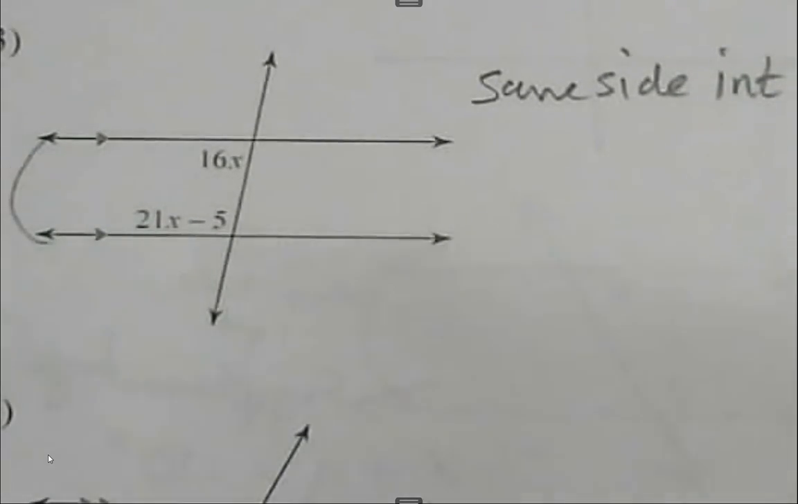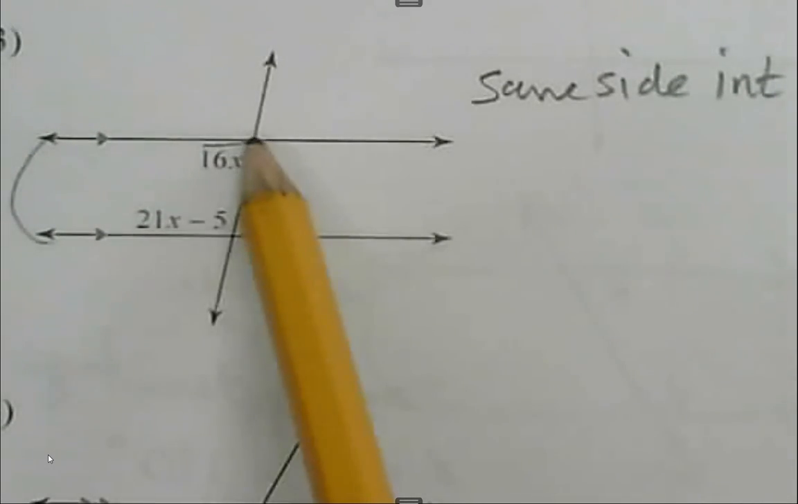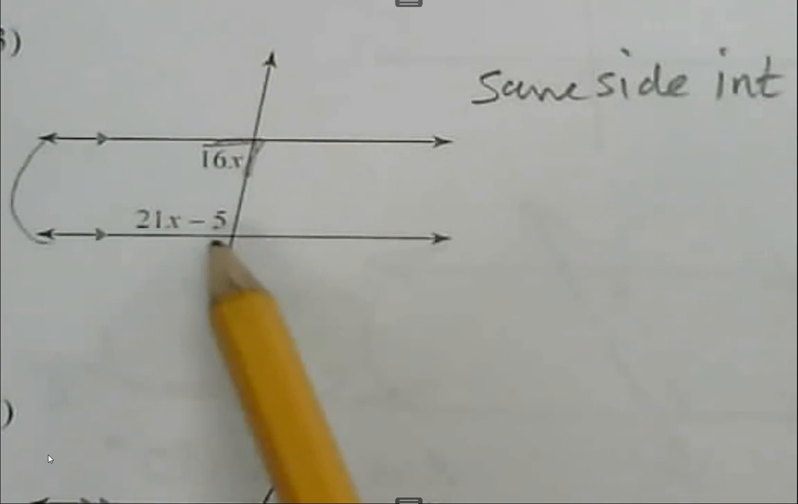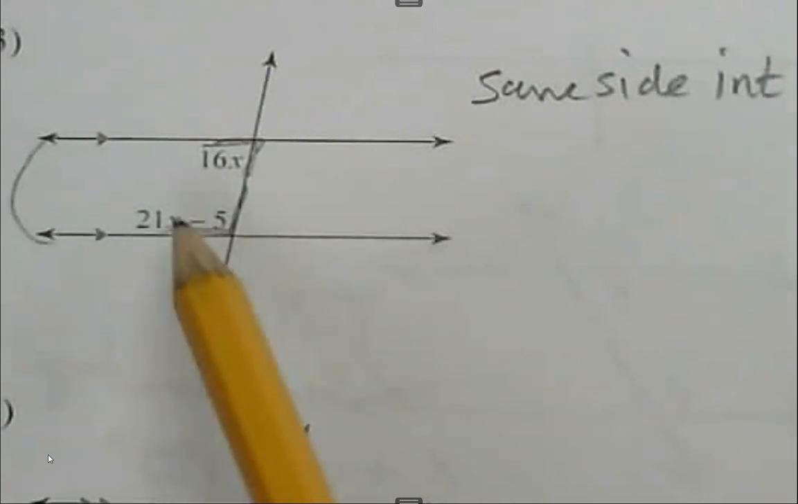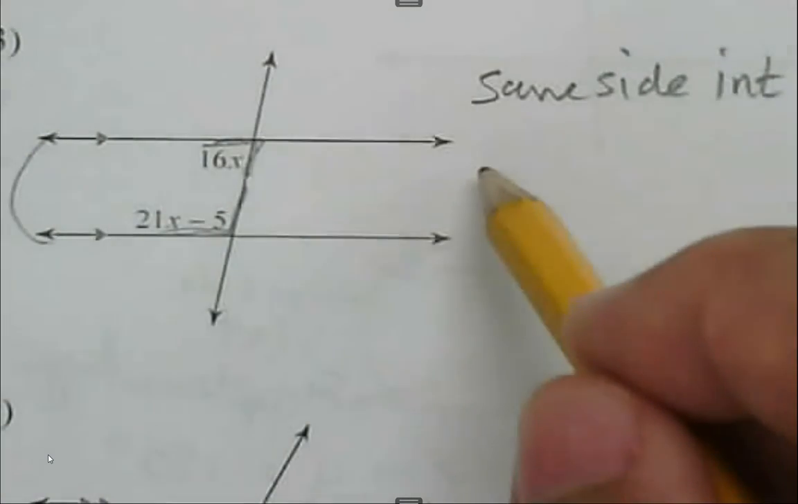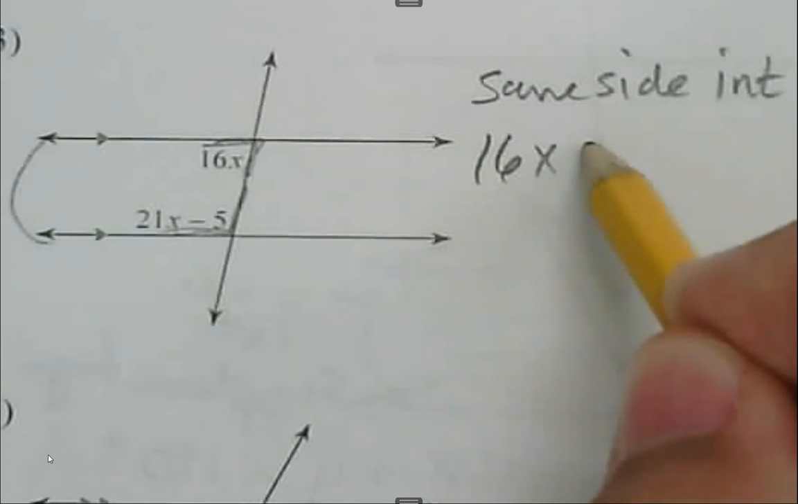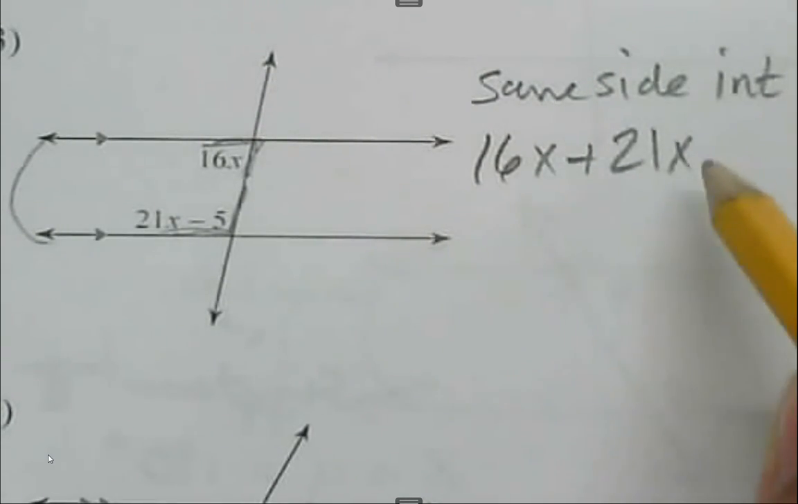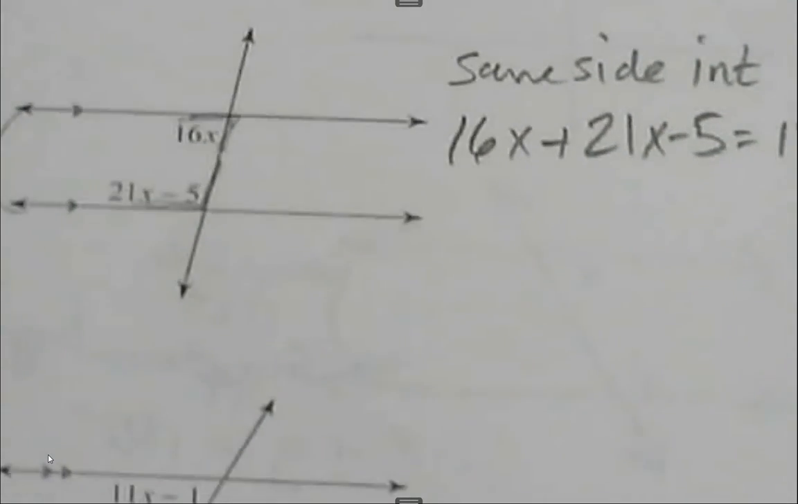What does that mean? Well, if you look here, I've got really an acute angle, but this one is an obtuse angle. They are definitely not the same, so they are not congruent. Same side interior angles are supplementary. So that means they must add up to be 180 degrees. So that's exactly what I'm going to do. I'm going to do 16x plus 21x minus 5 equals 180 degrees.